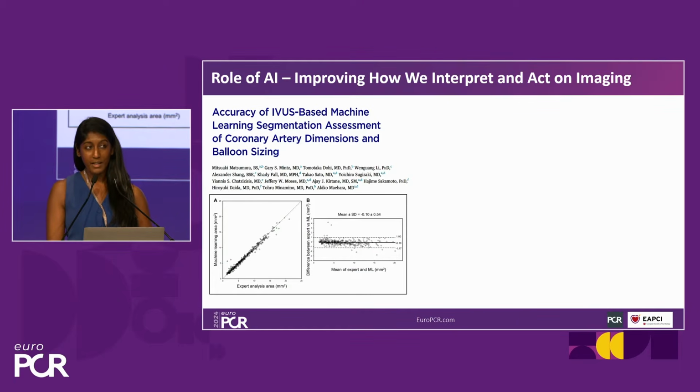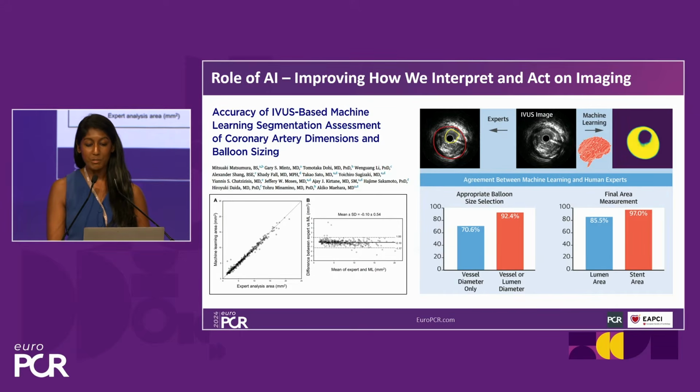And how can AI help us? Well, we said that operators from surveys felt that education and training was an issue and they had challenges with interpretation. So actually, this is where AI can really help. And this is a study done by Gary Mintz and Akiko Maehara's group looking at the correlation of deep learning, so machine learning, versus expert IVUS operators, and there was a very strong correlation between how they predicted lumen areas and lumen diameters, which you see in the graph that's on the slide.